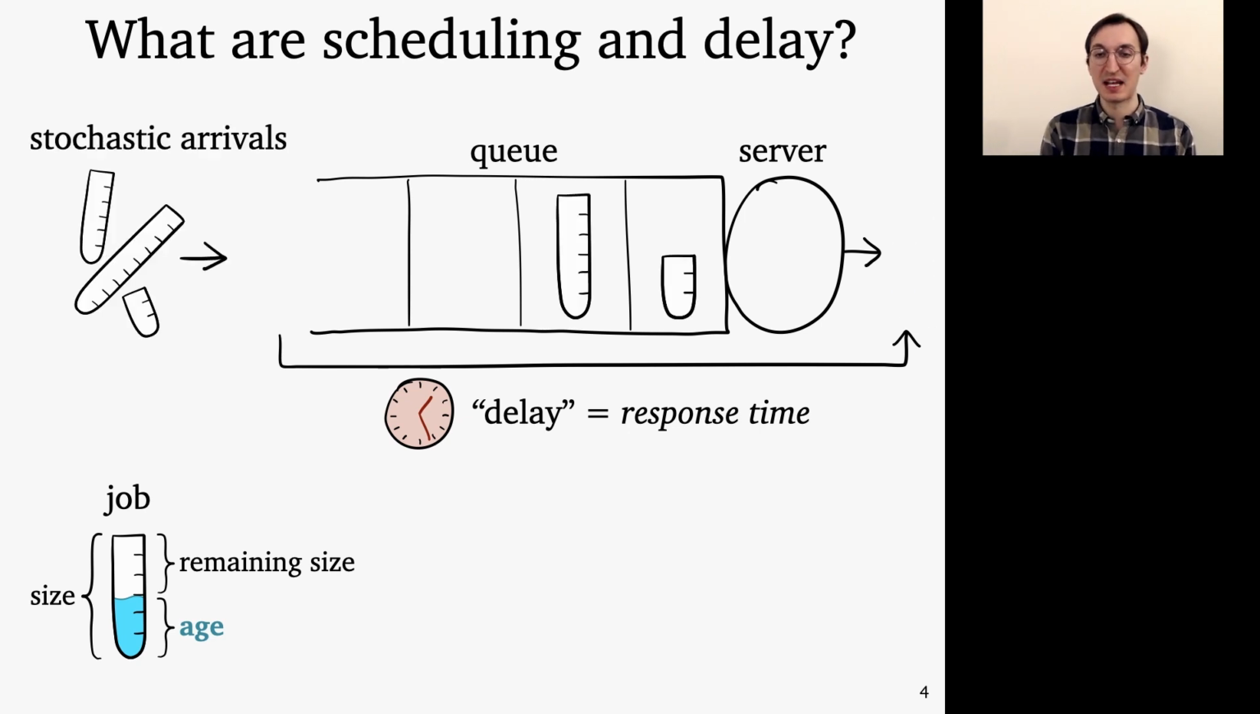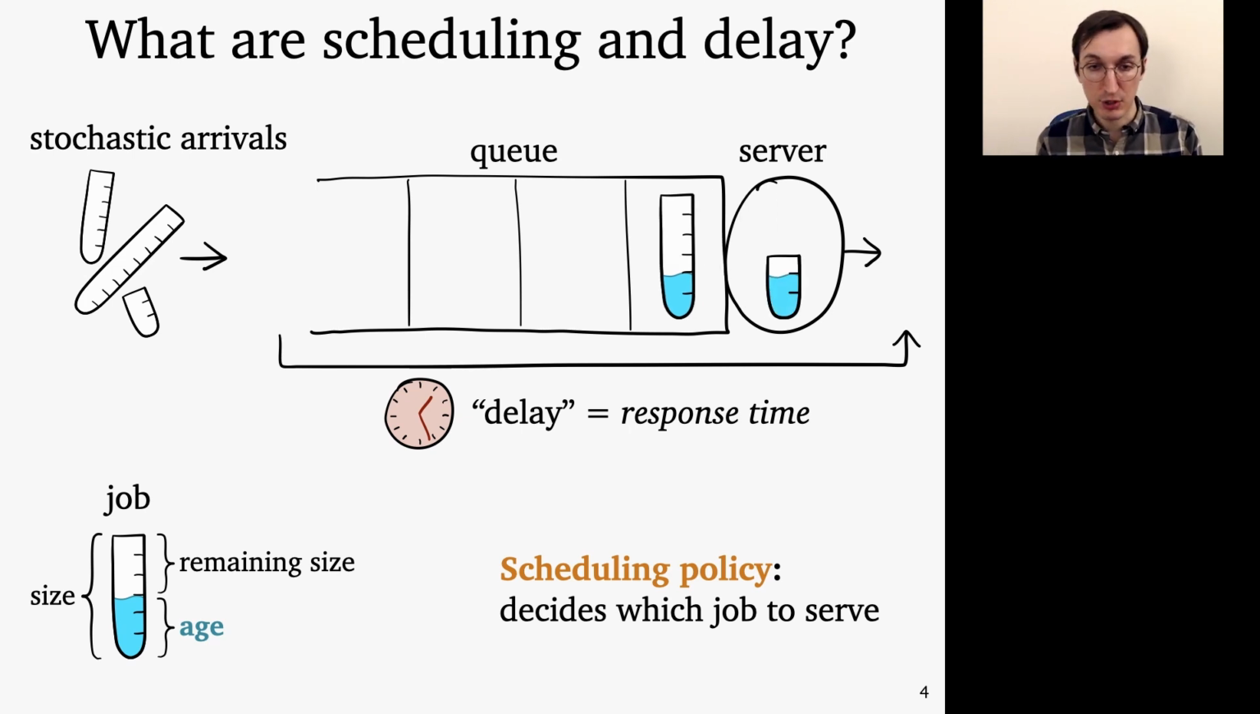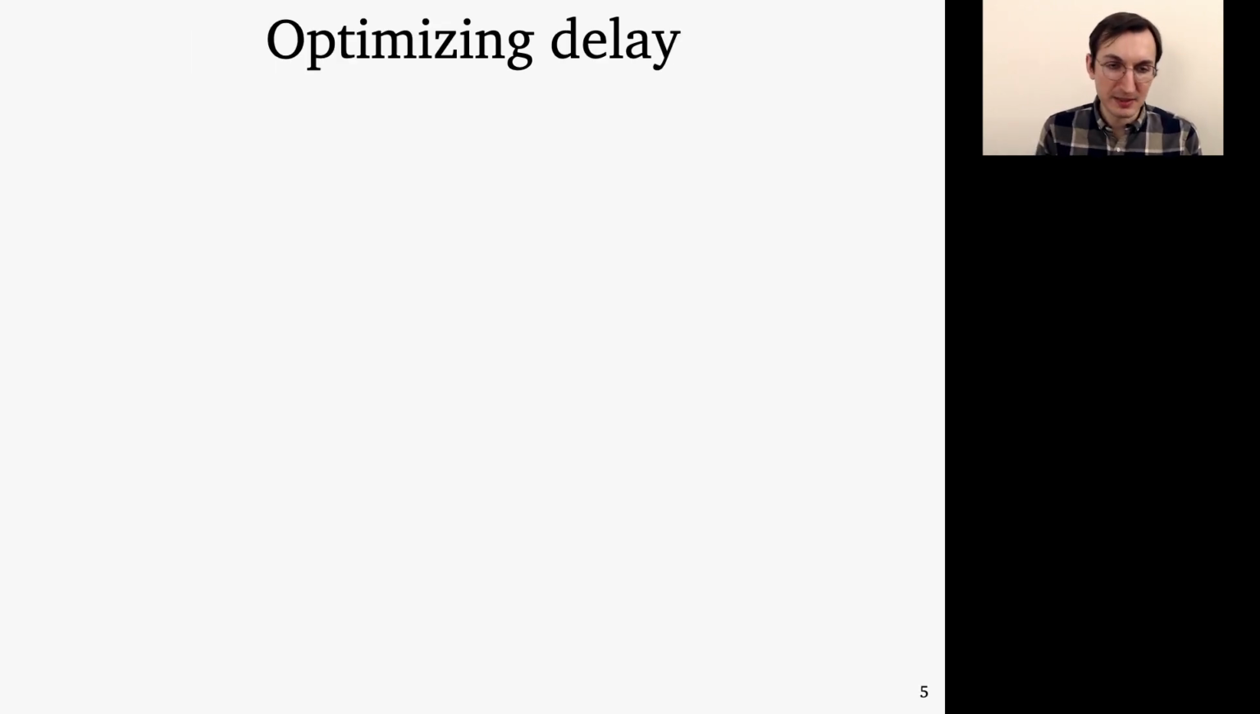Okay, so this job has exited the system, and we now have to decide what job gets to go into service next. This is the domain of the scheduling policy, which decides at every moment in time which job to serve. And it's a preemptive process, so we can decide to switch out one job for another, and we don't lose any progress or incur any overhead to do this preemption. Okay, so we've gone over single server scheduling and what delay means. So what do we mean when we're saying we're trying to optimize delay?